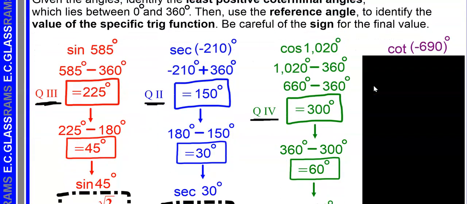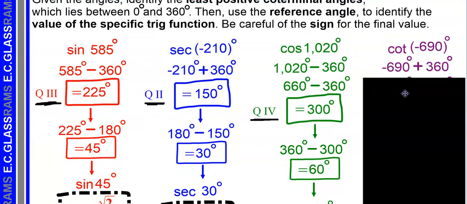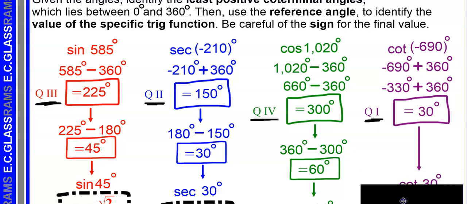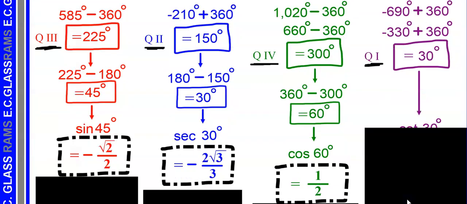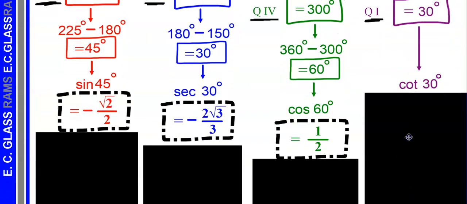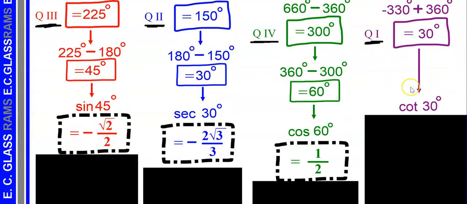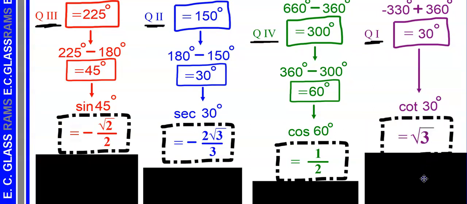Last one is cotangent of negative 690. Here we add 360 two times until we get to 30 degrees. Now, because it's in the first quadrant, we don't need to use any formula. Our 30-degree coterminal angle is also going to be our reference angle. And because it is our reference angle, we can just establish what the cotangent of 30 degrees is, because that was the original function for that problem. So the cotangent of 30 degrees, if we're using that chart or by graphing it, we get the square root of 3. And it will be positive because every trig function is positive in the first quadrant.